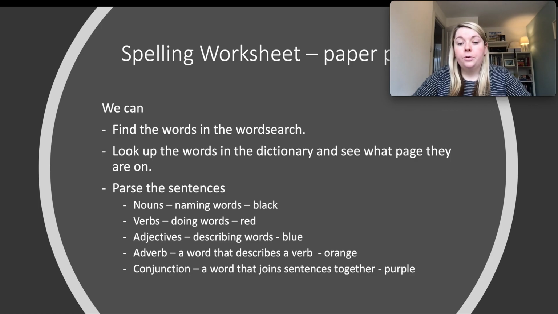Your adverbs, your words that describe your verbs, words like quickly or slowly, describe the movement, describe the doing word. I'd like you to underline in orange. And your conjunction, that's words that join sentences together, such as but, however, and. I'd like you to underline in purple. So have a go at the worksheet and see how you get on. The answers for parsing the sentence are on the following slide, so pause the video here and then you can check your answers in the next slide.